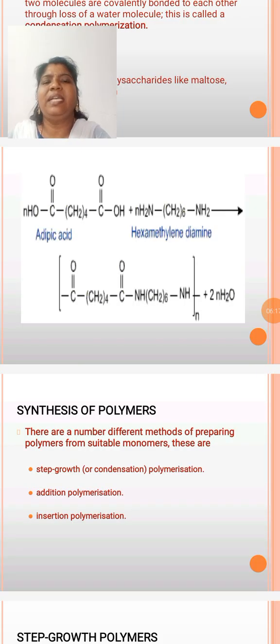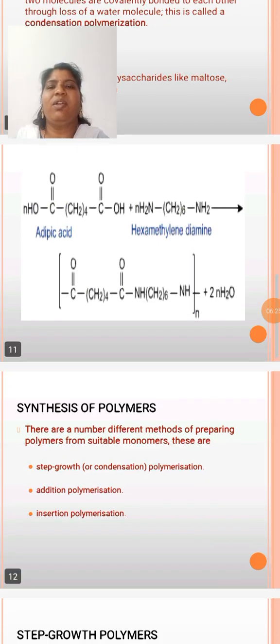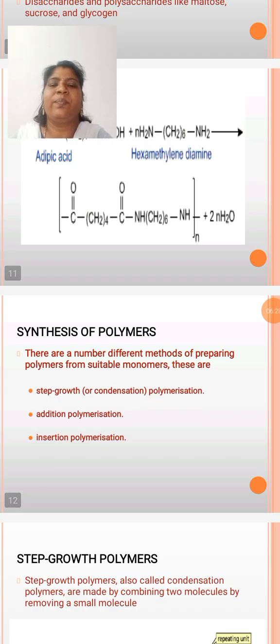In hexamethylene diamine also there are 6 carbons. So when 6 carbons combine together to form a molecule, that is why we call it nylon 6,6.